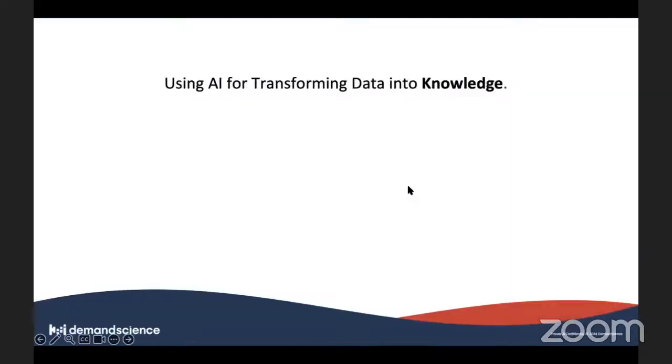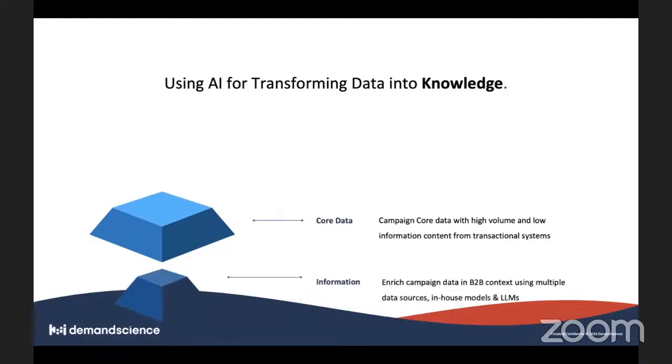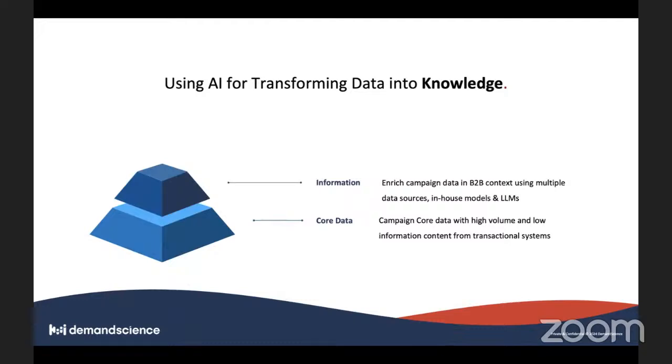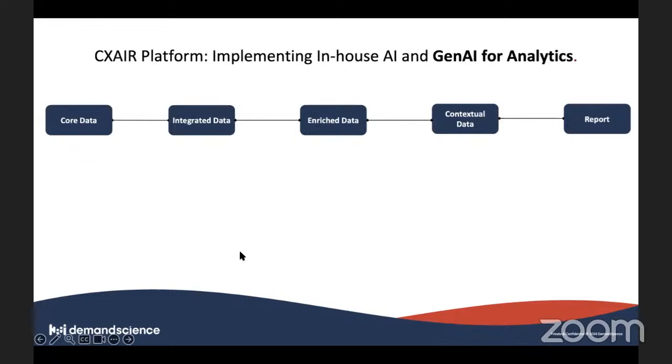So what we did is we started developing a solution completely based on data principles. We have the transactional system, which has the campaign data. That's our starting point. And then we use AI to convert that core data into information, followed by knowledge, again using AI. So there are two components here of our data journey.